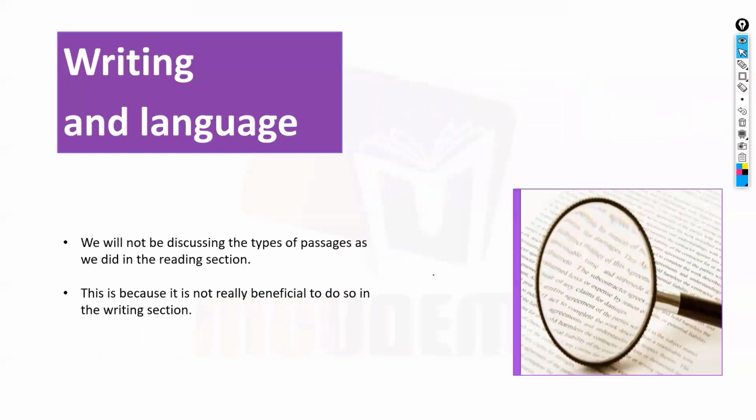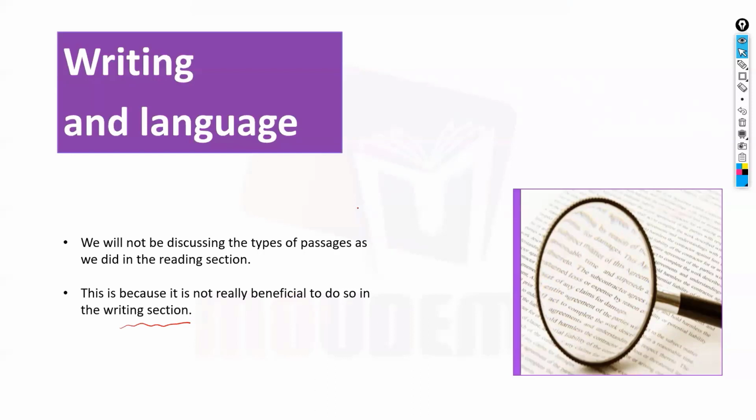We will not be discussing the types of passages as we did in the reading section. The reason is really simple. It is not really beneficial to do so in the writing section. Knowing the types of passages in the reading section is actually beneficial. You will improve your approach, how you approach each passage. But for the writing section, we don't want to mention information that isn't really necessary. So we won't be mentioning the types of passages.